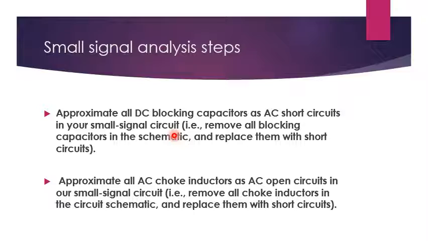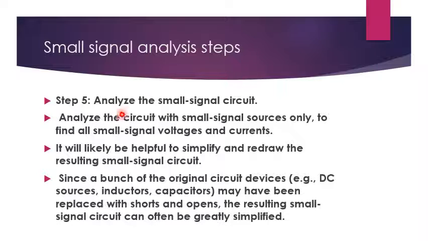Now approximate all AC chokes, in case you are using an inductor. Okay, AC choke inductors as AC open circuits in our small signal circuit. Actually, a capacitor blocks DC and it bypasses AC. Similarly, your inductor blocks AC and bypasses DC. Okay, so what we are doing here is opening the inductor if you have any in your circuit. Next, what is your step 5?